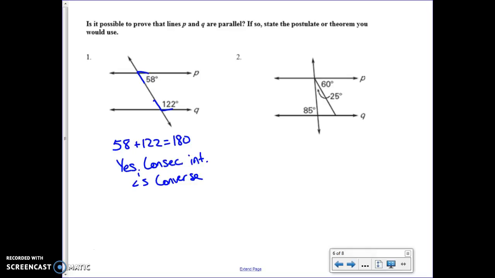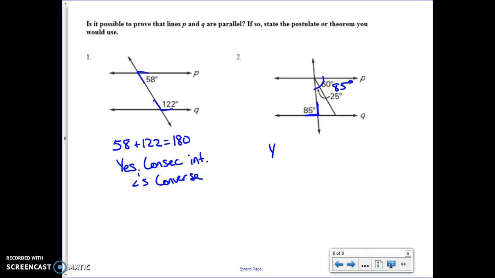Looking at example 2, it looks a little bit weird with that triangle in there, but I see lines P and Q that we want to know if they're parallel. If I remember my angle addition postulate, then I know that 60 and 25 I can add together and say that this whole angle here would be 85 degrees. That looks a lot nicer, because if that's 85 degrees and that other angle over here is 85 degrees, those are alternate interior. They're on opposite sides of the transversal, and they're both on the inside.